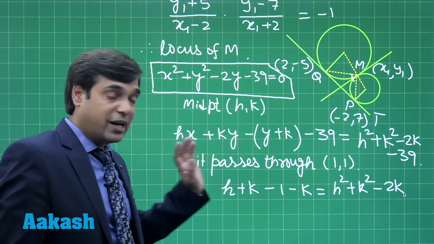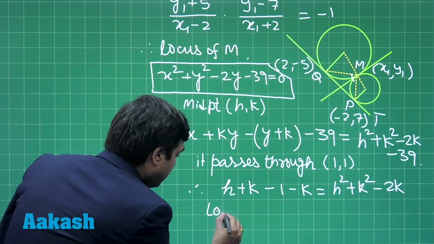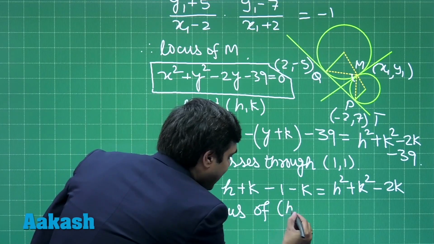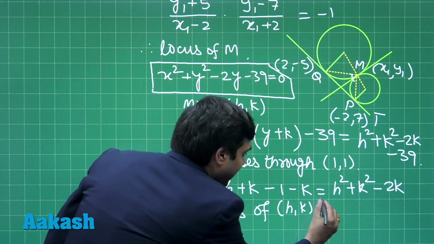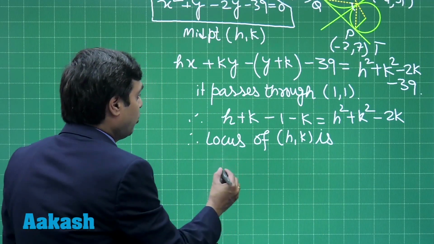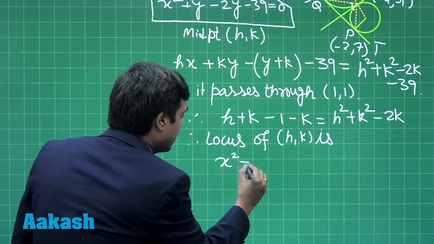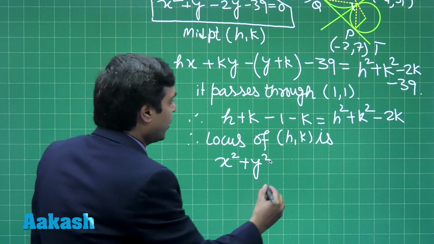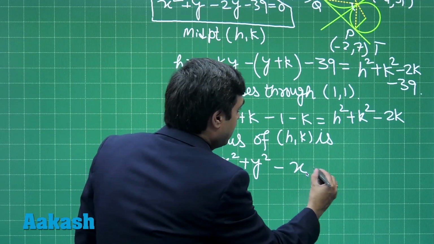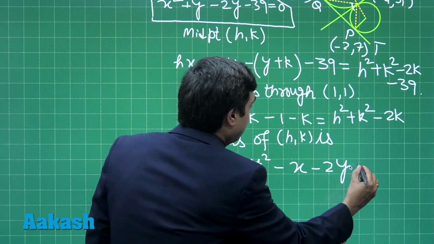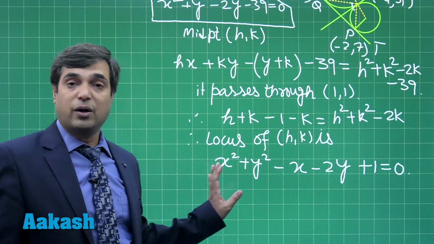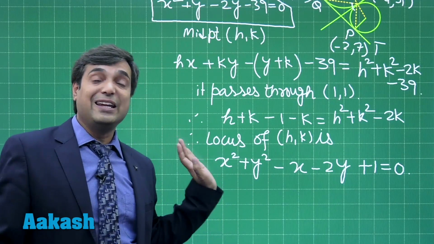We need the locus of (h, k). Therefore, the locus of (h, k) is obtained by simply replacing h, k by x and y to get the required locus. So, it is x square plus y square minus x minus 2y plus 1 is equal to 0. So, this is the required locus, this is the set E2.